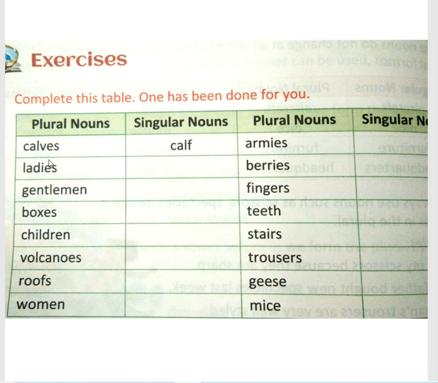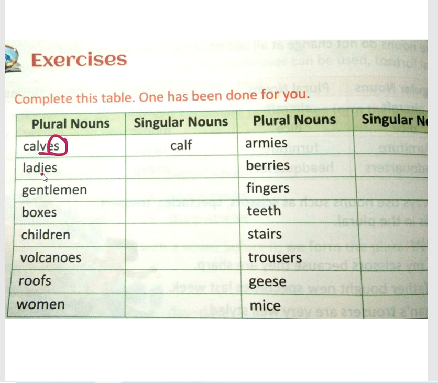Calves. You know that when a singular noun ends with F or FE, then it changes into VE in the plural form and then we add S to it. So calf is the singular, calves is the plural.